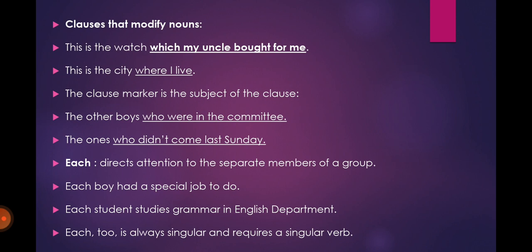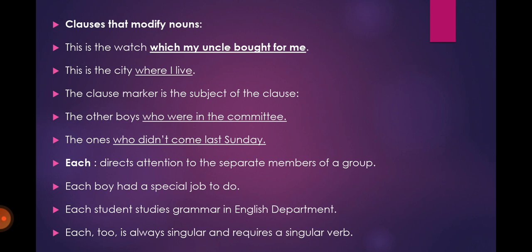So take a look at the following examples. This is the watch which my uncle bought for me. This is the city where I live. So you can see that we have moved from using after, before, when, while, to use which, where, according to the meaning of the clause, why I am using it. So I'm using this clause in the first example in order to give extra information about the watch, and the watch I referred to it by which. This is the city where I live because the city is a place, I used where.